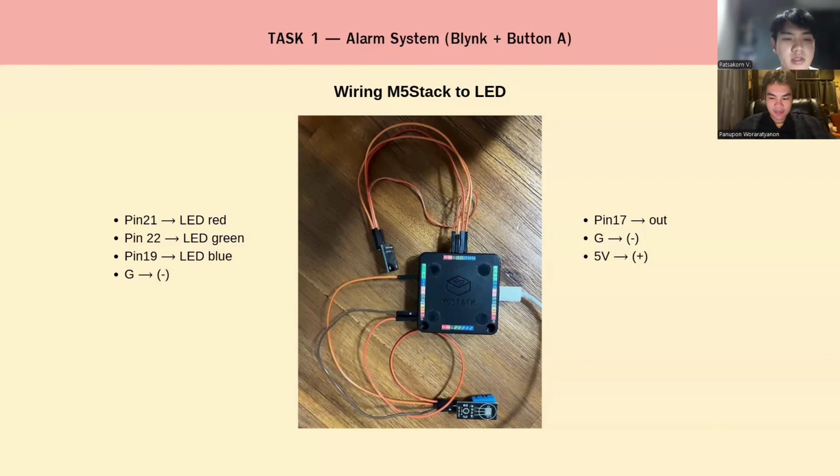This slide shows the wiring diagram. I used it to connect the RGB LED module and the buzzer to the M5Stack. Pins 21, 22, and 19 control the red, green, and blue LEDs. Meanwhile, pin 17 outputs the temperature indicator. This wiring is important because these exact pin numbers appear in my code later. So everything I do in software depends on this hardware setup.